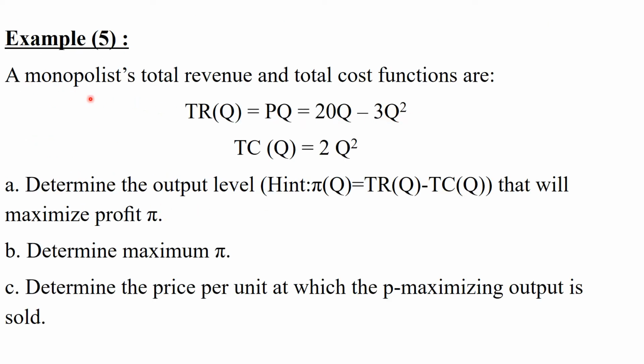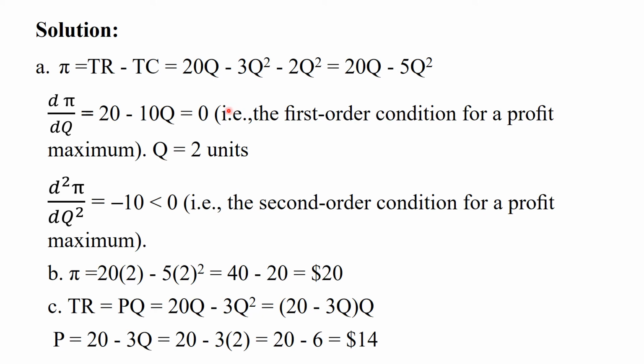We have here another example. In this example, I have two things in the same problem: we have total revenue and we have total cost. Determine the output. The hint here is that total revenue minus total cost determines pi, which is the profit. Determine the price which maximizes it. Now let's see the solution: total revenue minus total cost, the same thing that we did last time.